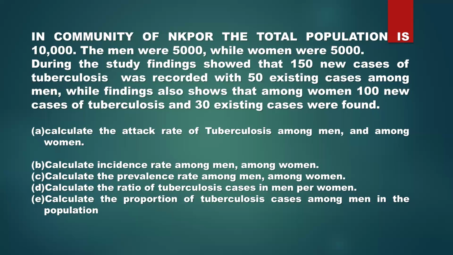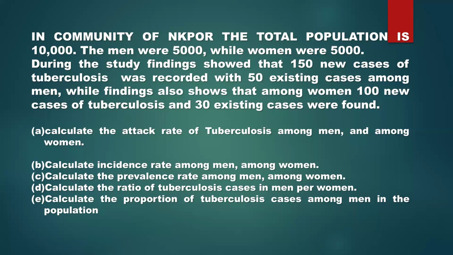During the survey, the findings show that 150 new cases of tuberculosis were recorded, with 50 existing cases among the men. Also, from the findings, it was recorded that 100 new cases of tuberculosis and 30 existing cases were also found among the women. Therefore, you are expected to calculate the attack rate of tuberculosis among men and among women.